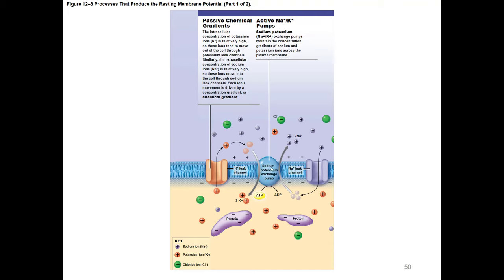The sodium-potassium pump works by ATP, so it's powered. And it has to be powered because it's pumping against the concentration gradient, which is not natural flow. So the sodium-potassium pump actually pumps out 3 sodium for every 2 potassium it brings in. So we call it a 3-to-2 ratio.